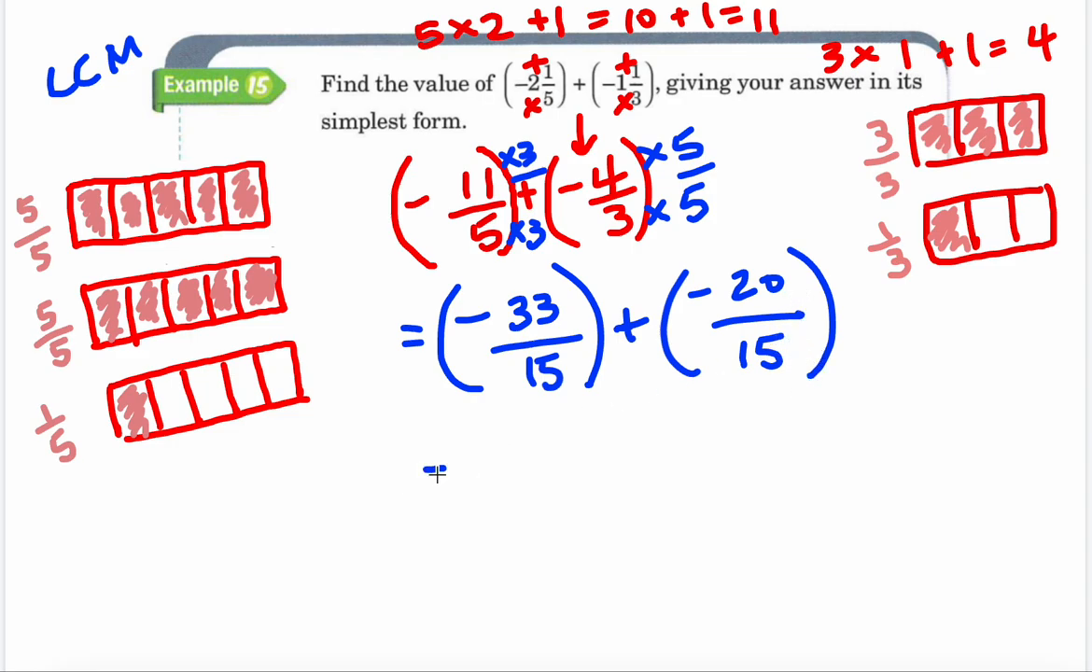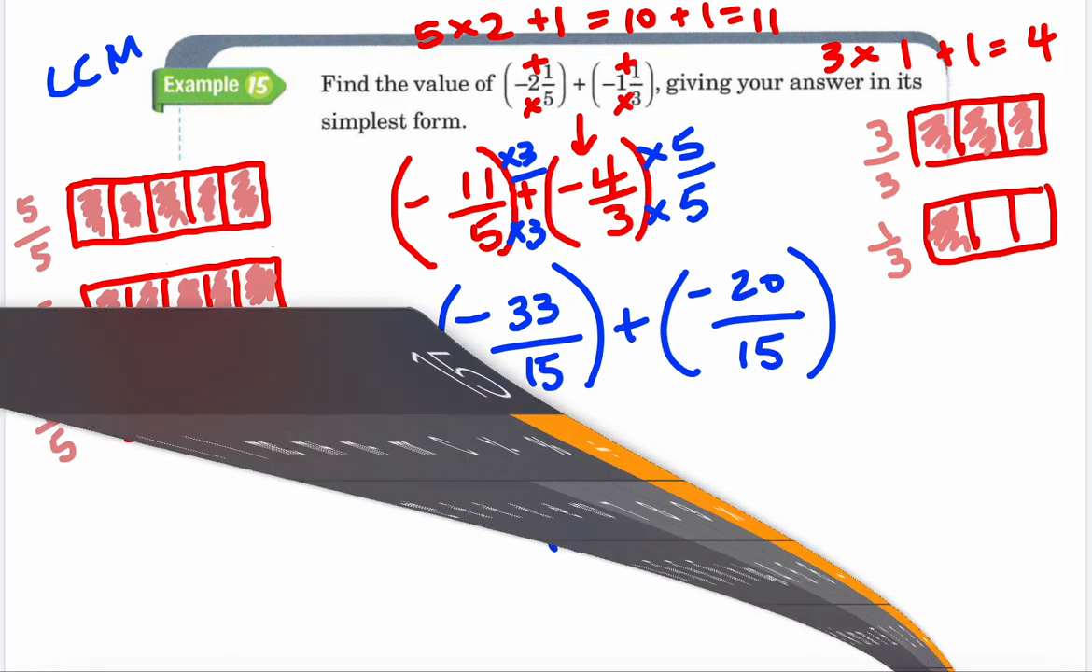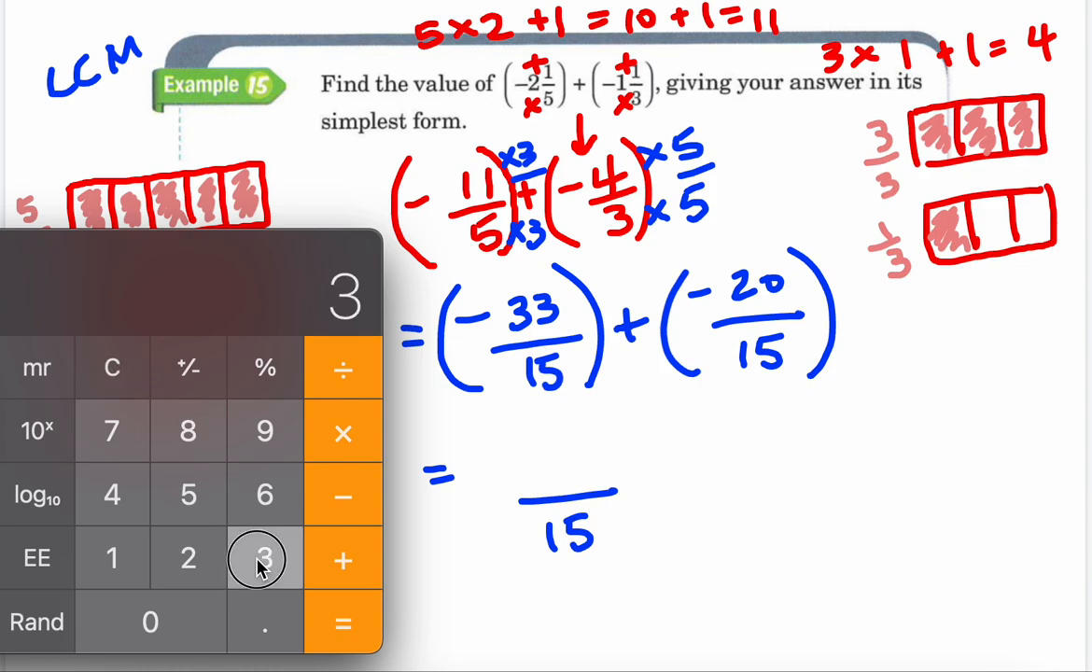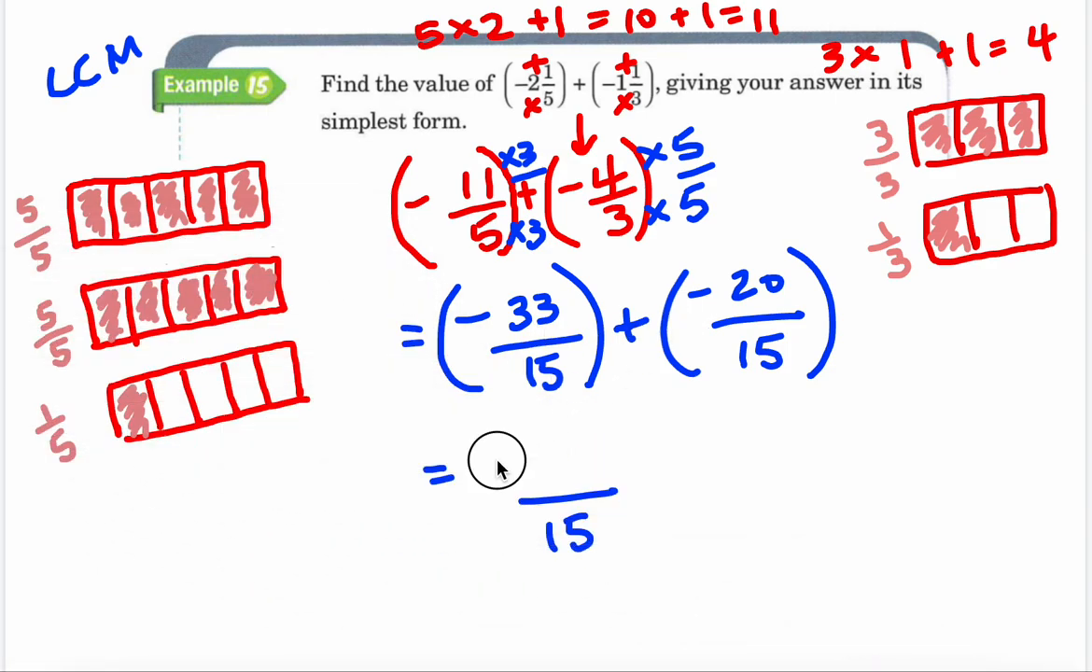Now I can add them together because I have pieces that are the same size. Because remember, before I had fifths compared to thirds. The thirds are much bigger pieces. So now they're equivalent pieces, and now I can add them together. So I'm going to keep the denominator the same, and then I'm going to do the math with the top. I have negative 33 plus negative 20. They're the same sign, so I'm going to add them together, 33 plus 20, to get 53. Okay? And they're both negative, so I keep the sign.